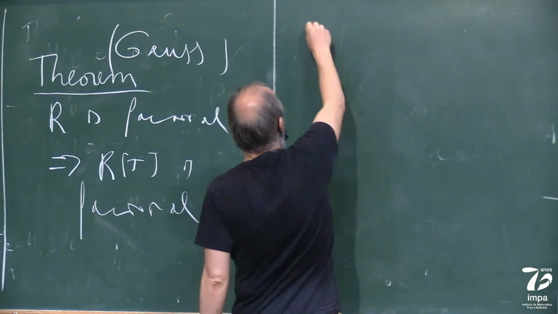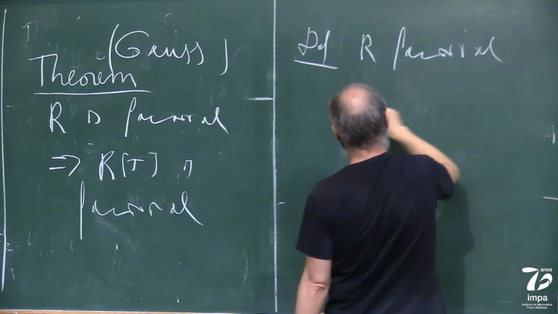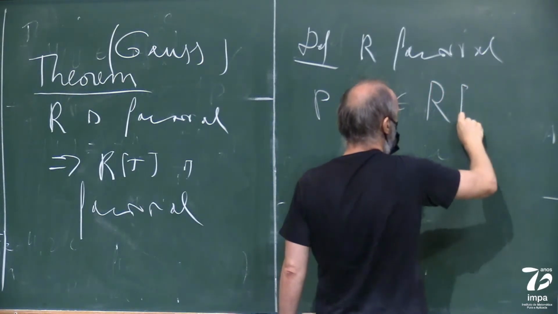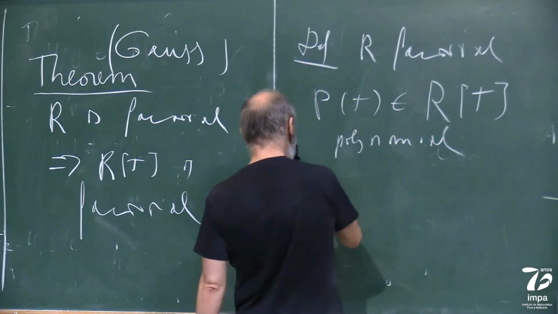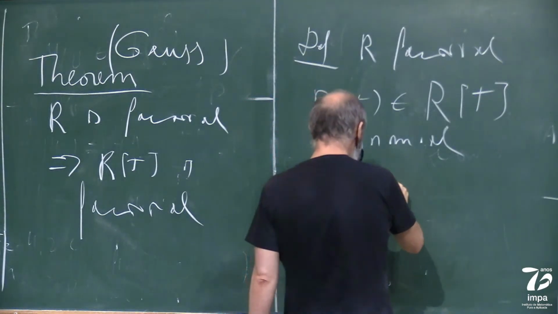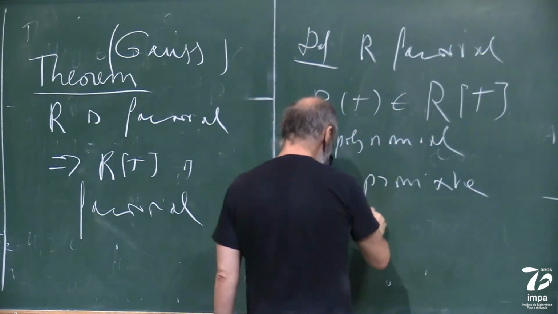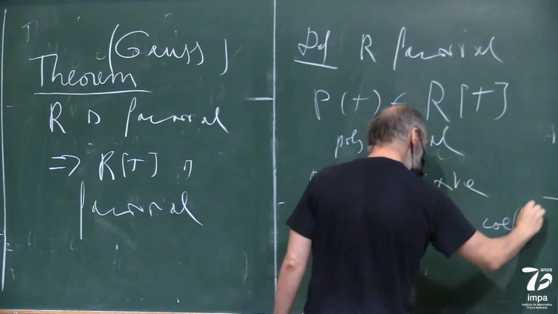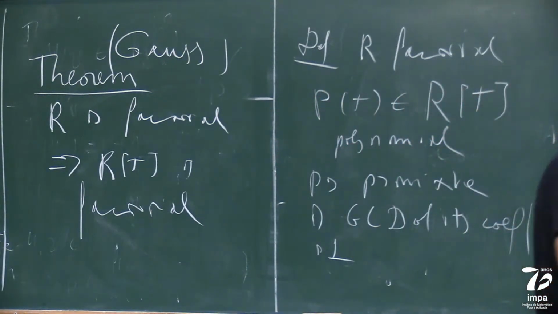So the first definition. Suppose R is factorial, and P(t) is a polynomial. It is called primitive if the greatest common divisor of its coefficients is 1. In other words, this means that they are not divisible by anything except invertible elements.